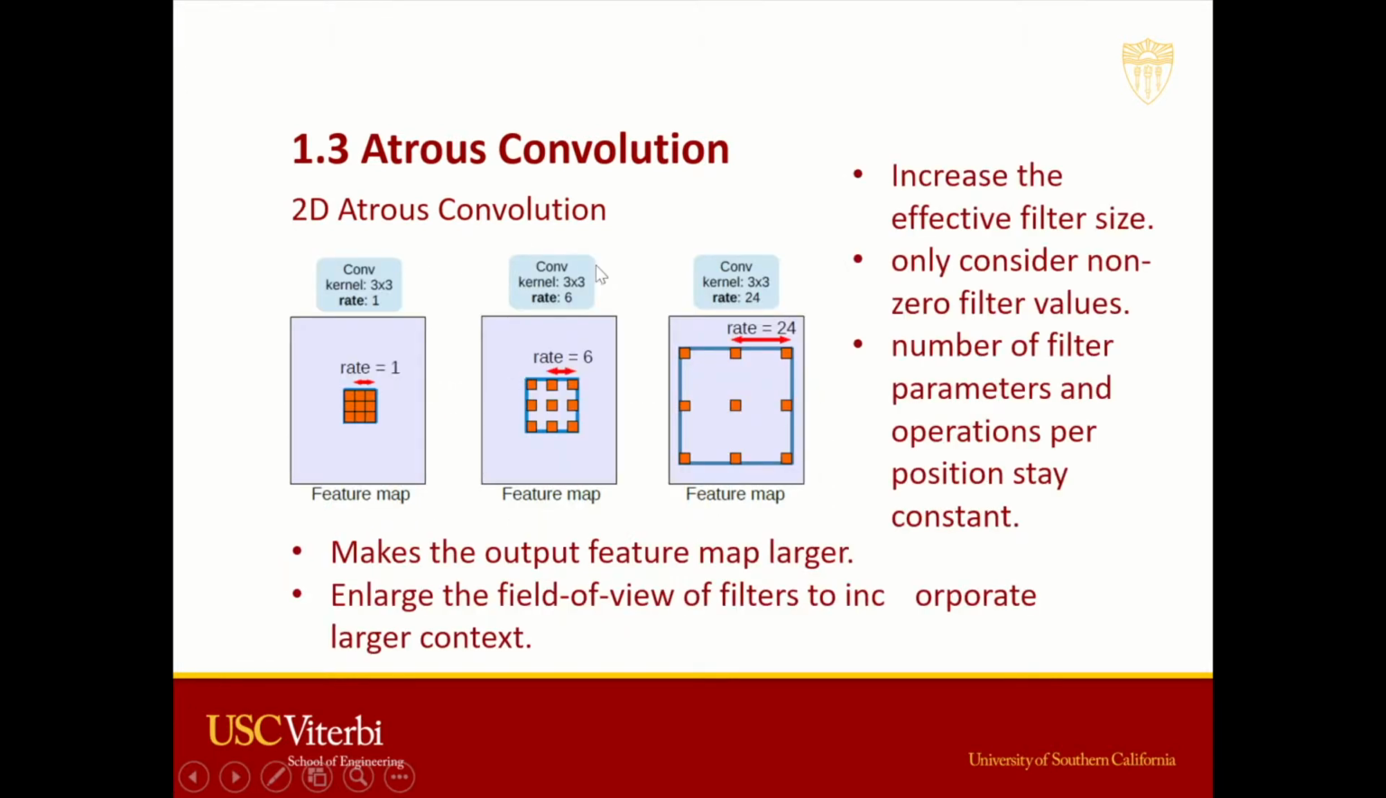And here is the 2D case. And we can see when we change the rate, we can enlarge the feature map. And also consider the parameters of the filters, because we should only consider non-zero values, the parameters of the filters stay constant.